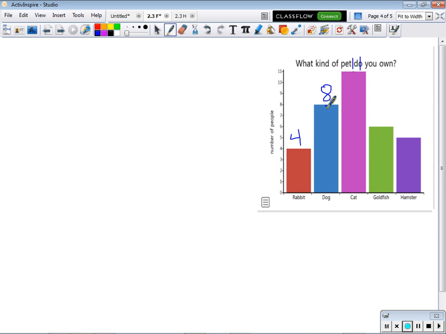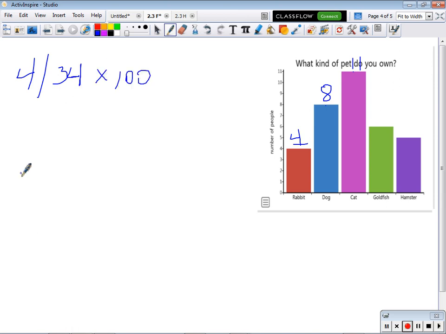So the first thing I want to know here is how many students owned a rabbit. So that's 4 students altogether. So I'm going to do 4 divided by the total, and if you look at the directions, it says that there were 34 students in the group. And I'm going to times that by 100, right?